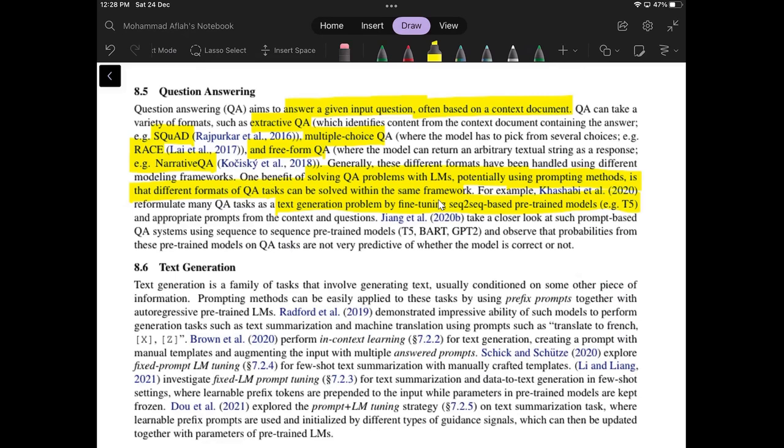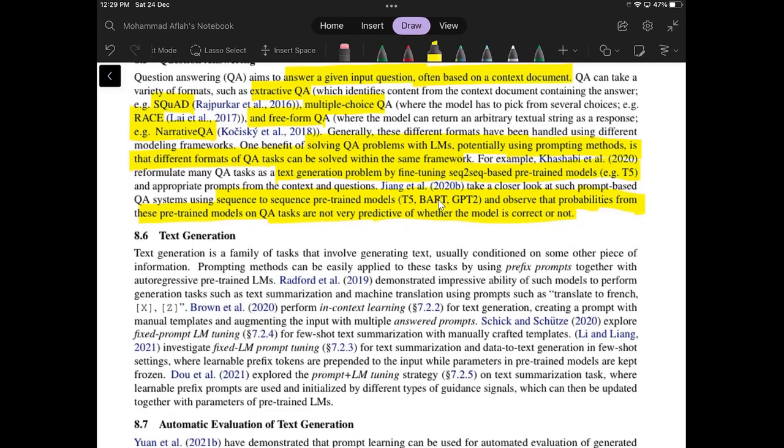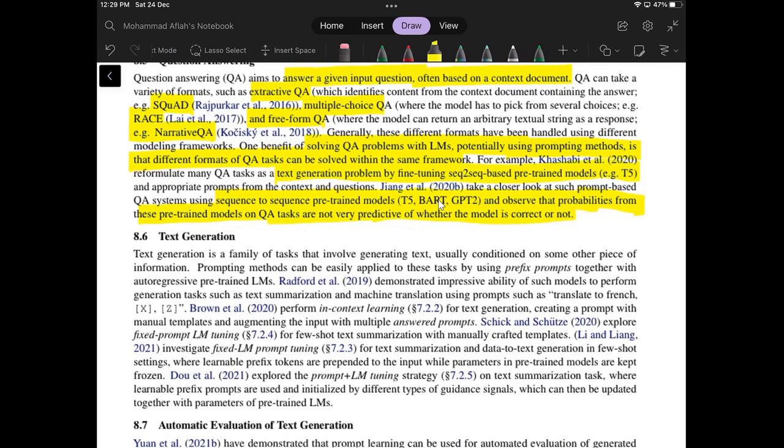Jiang et al. take a closer look at such prompt-based QA systems using sequence-to-sequence pre-trained models like T5, BART, and GPT-2, and observe that the probabilities from these pre-trained models on QA tasks are not very predictive of whether the model is correct or not. I don't think GPT-2 is a sequence-to-sequence model. I guess it can be treated like one, but I'm not sure if it is truly one because it does not have an encoder like T5 and BART do.